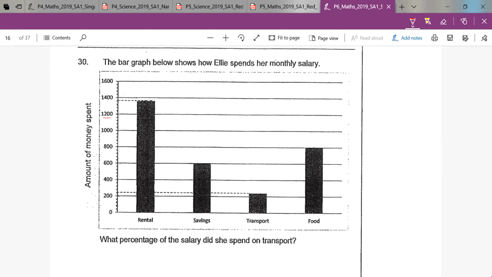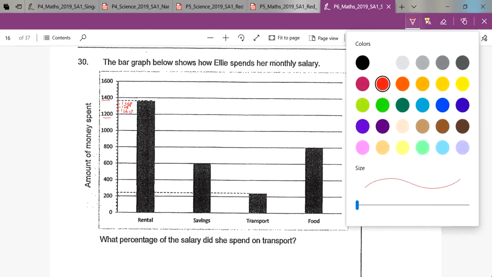This is 1200, this is 1400. And how many divisions are there? 1, 2, 3, 4, 5. Five intervals, and it's a difference of 200, which means that one interval is 40. So this is going to be 1240. This is 1280. This is 1320. This shall be 1360.